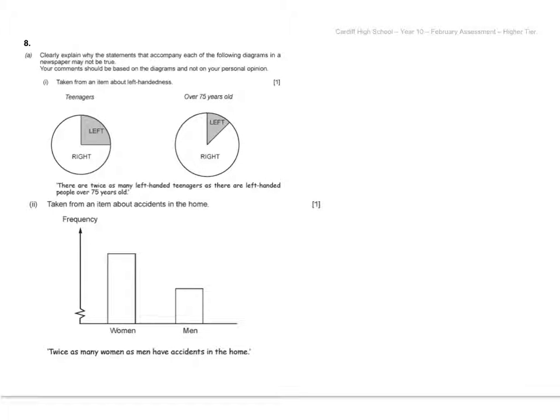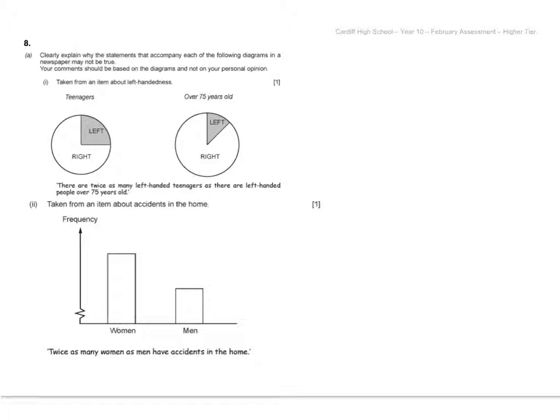In this sequence of questions, you're looking at lots of different graphs, and you've got to explain why any of the statements in the newspaper might not be true. So in our first graph here, we've got the number of left-handed people versus right-handed people, and the statement says there are twice as many left-handed teenagers as there are right-handed.